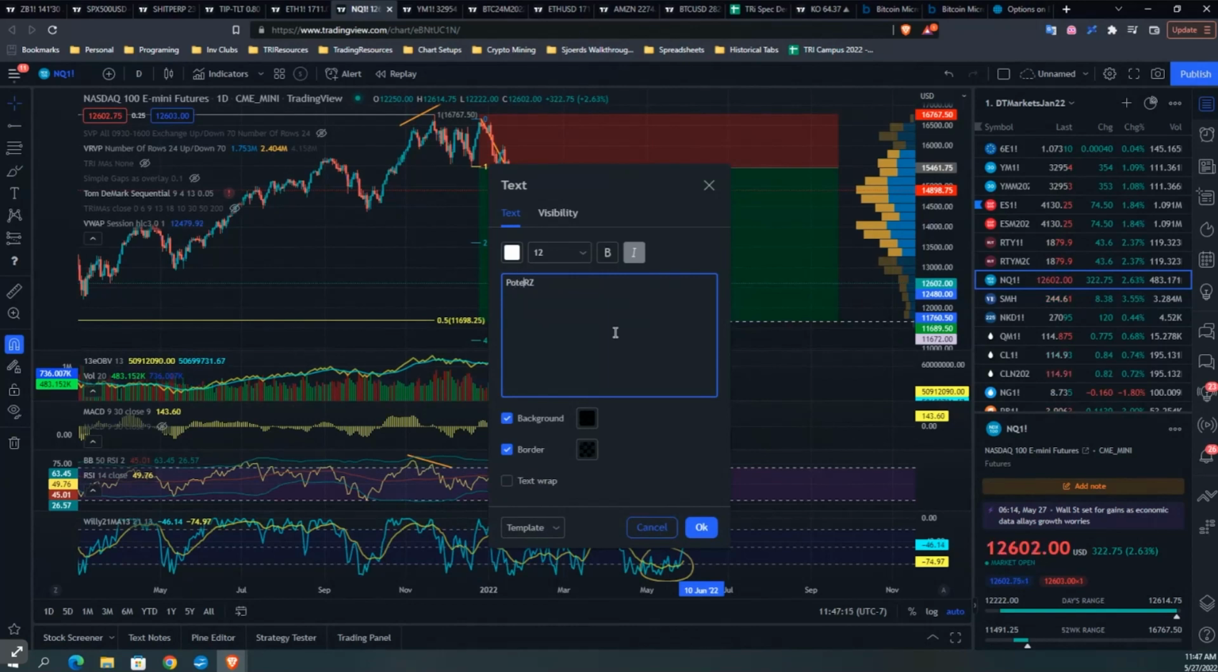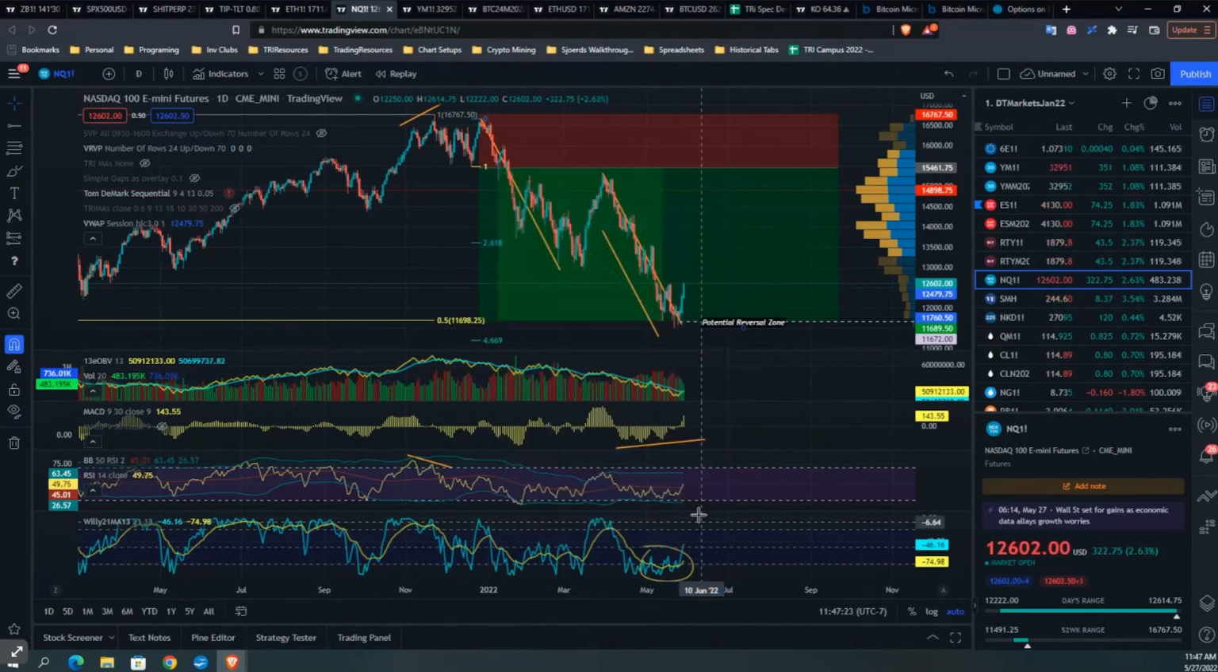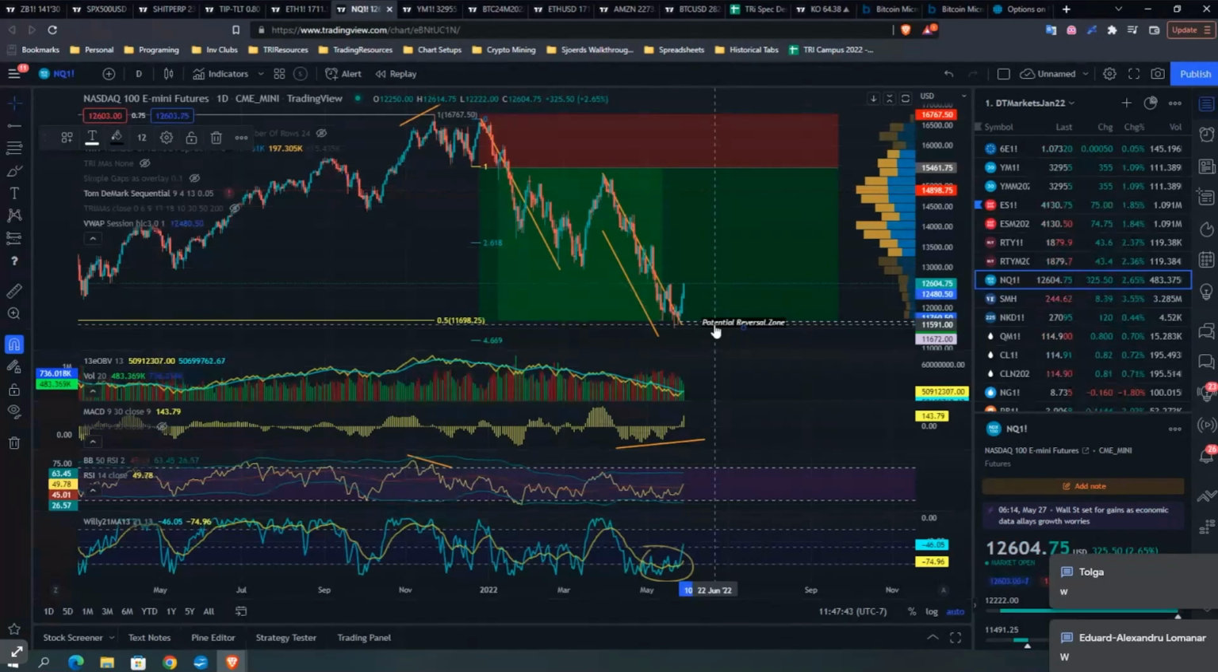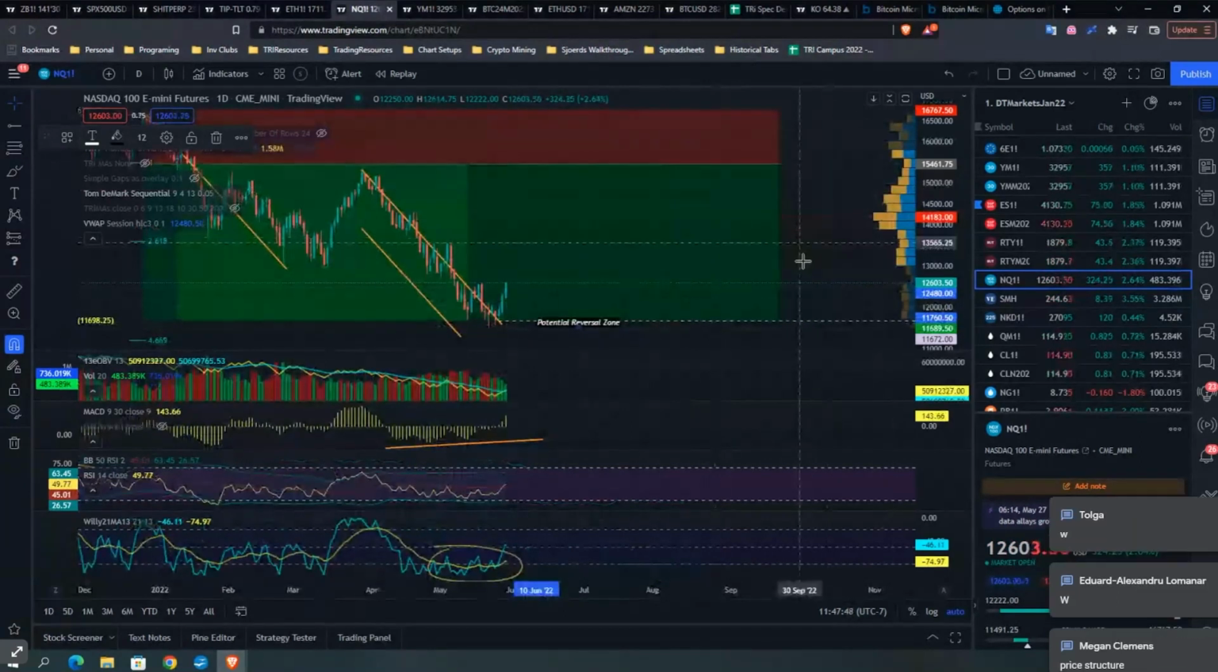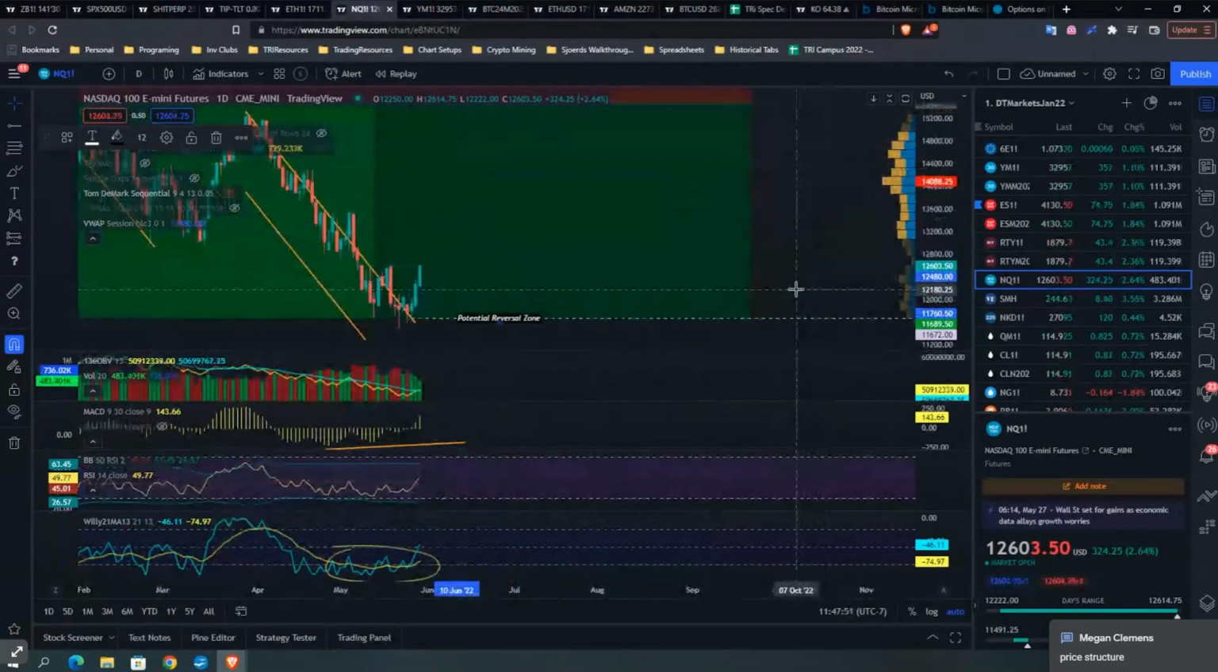Potential reversal zone. So in a weird sort of way, we have the market officially telling us we're in divergence. We actually have a trade location, potential reversal, PRZ, potential reversal zone. What's the one thing that we're missing here to actually justify buying? What I'm really looking for, Tolga, and you'll learn this over time, is price structure.